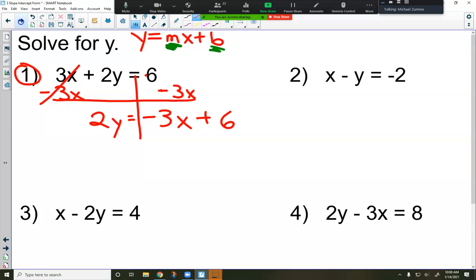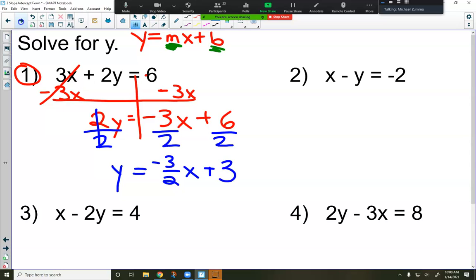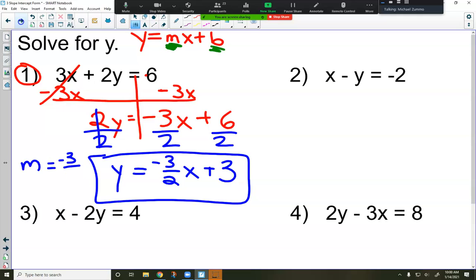The last problem we were done already, but that's because we had y isolated. We do not have y isolated here. We now need to divide everything by 2. And when I mean everything, I mean everything. Okay? Every term we see is being divided by 2. This cancels out, leaving us with just y. I now have negative 3 over 2 x, and then plus 3. 6 divided by 2 is 3. Negative 3 over 2 just stays as negative 3 over 2. This would be our equation in slope-intercept form. We'd be able to graph this. The slope is negative 3 over 2. The y-intercept is positive 3.